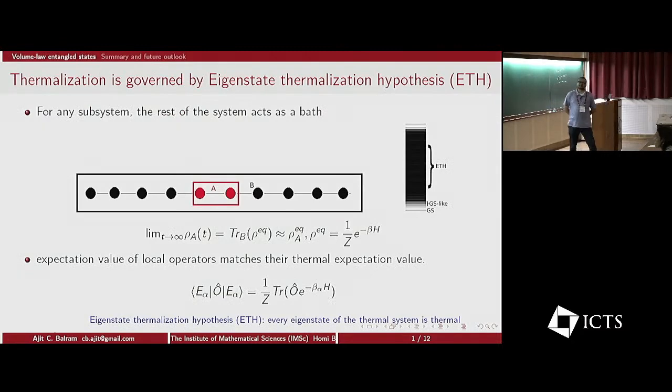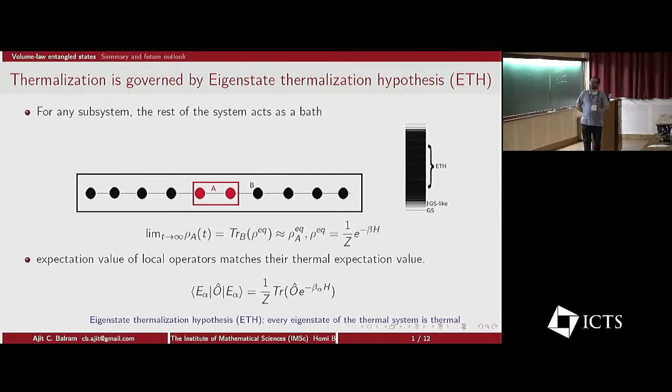To set some backdrop and context for this work, thermalization in interacting quantum systems is governed by a hypothesis called the eigenstate thermalization hypothesis. Thermalization is a subsystem phenomenon. If you take a big system and look at a subsystem, call it A, and the rest of the system B, then B can act like a bath to A. Then you can talk about the reduced density matrix of A at long times. ETH postulates that this reduced density matrix goes to a thermal density matrix.